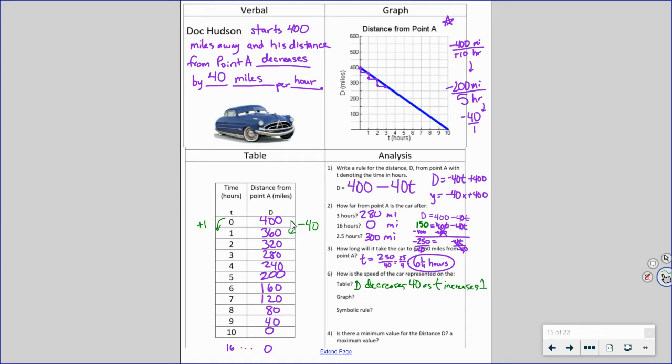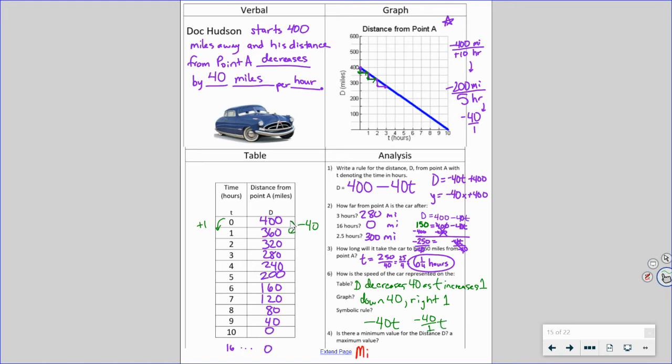How do we see it on the graph? Down 40 and right 1, and down 40 and right 1. A rise, or should we say a fall of 40, and a run, or to the right, positive 1. Symbolic rule, we've already written it down. Just don't forget that negative is hugely important. You may write negative 40T if you wish.